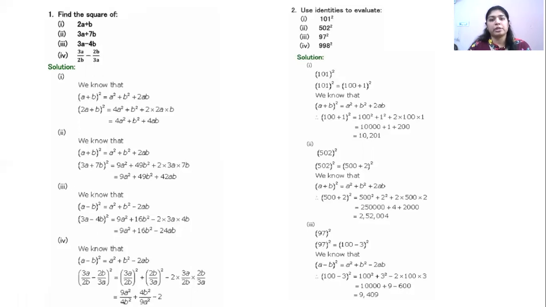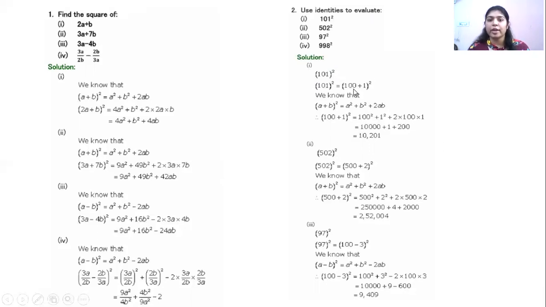Identities. You all know (a plus b) whole square, (a minus b) whole square. To make it easy, you can write 101 whole square as (100 plus 1) whole square, because it is easy for all of us to solve the square of 100. So we are going to write this 101 as 100 plus 1 whole square.